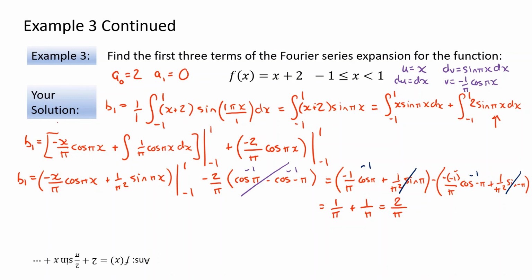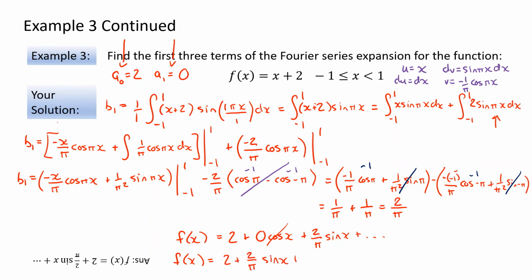So substituting each of these values in, now we have a0 and a1. Remember, they're 2 and 0. And we have our b1 term, which is 2 over pi. So f of x now becomes a0, which is 2, plus a1, which is 0, times cosine of x, plus b1, 2 over pi, sine of x. Or simplifying this with the zero term canceling, we get f of x is equal to 2 plus 2 over pi sine of x. Okay, continuing on.